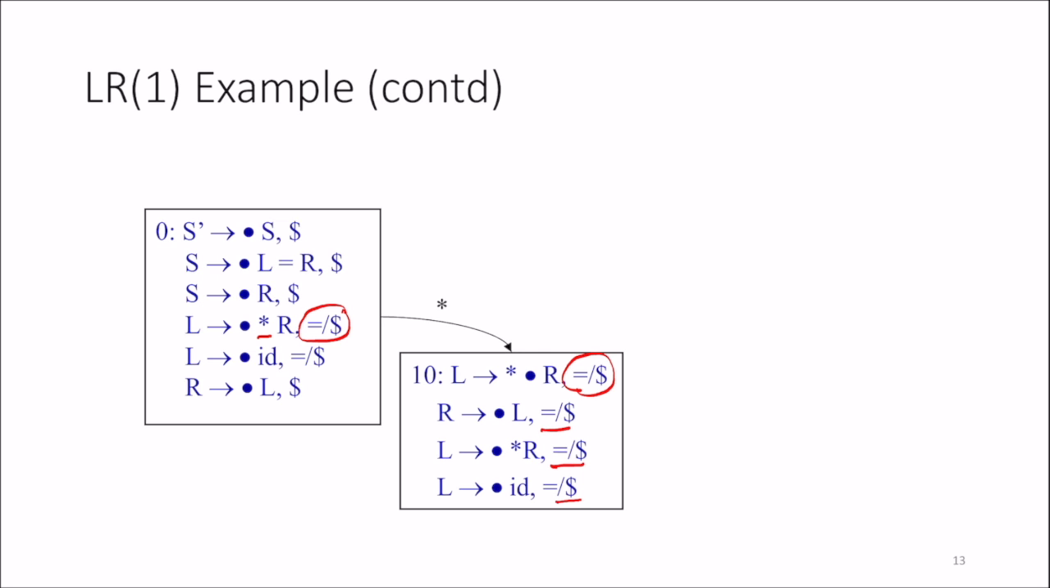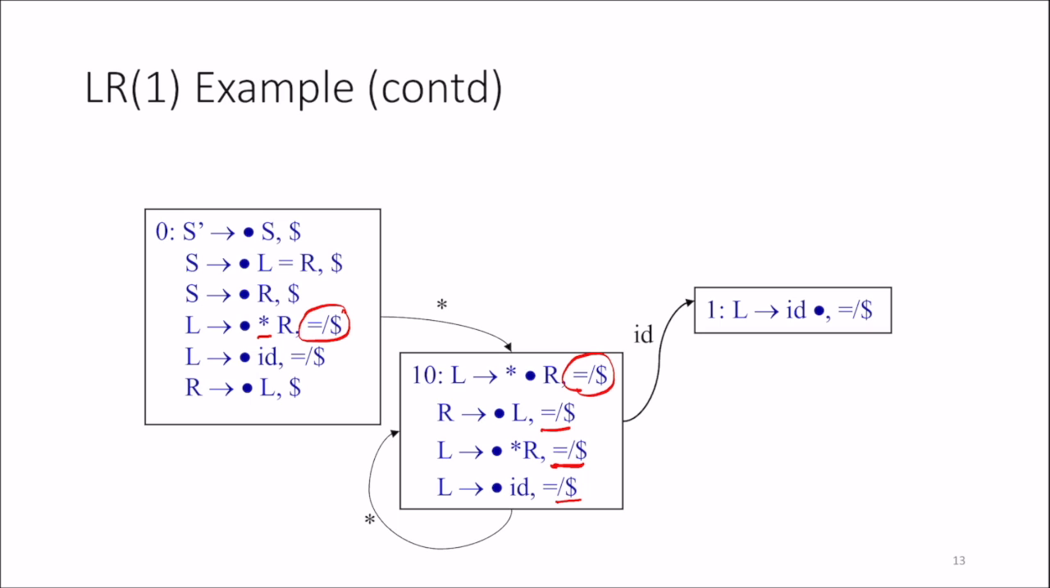So notice that here I have L goes to dot star R with two possible symbols. If either of those symbols appears in the look ahead, I can use this. So if I take another star, I go back to state 10. If I see an ID, now I see that L goes to ID dot. This is also a state I've seen before, but you can see that there the reduce happens in the context of either equal to or $. And again, there is a new R goes to L.